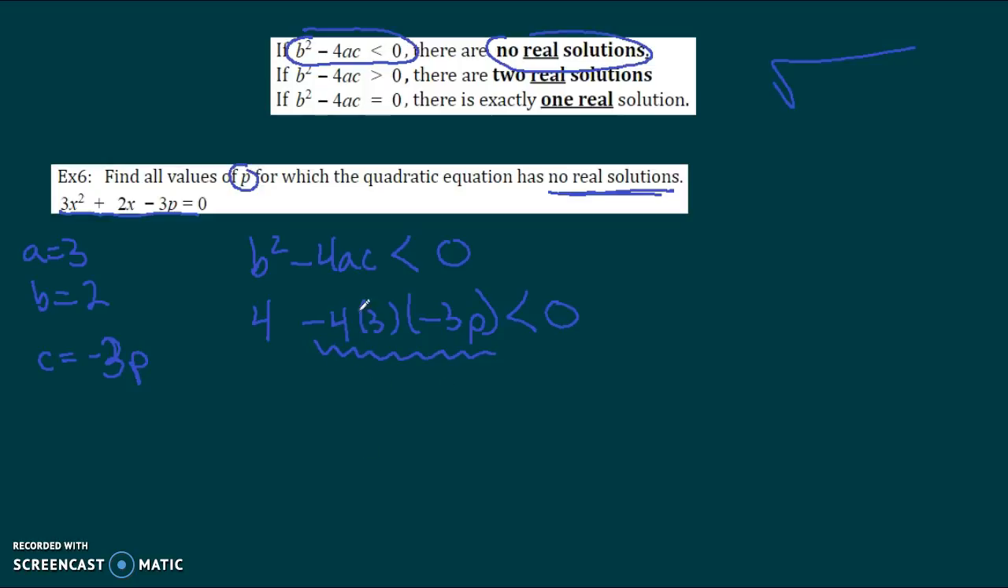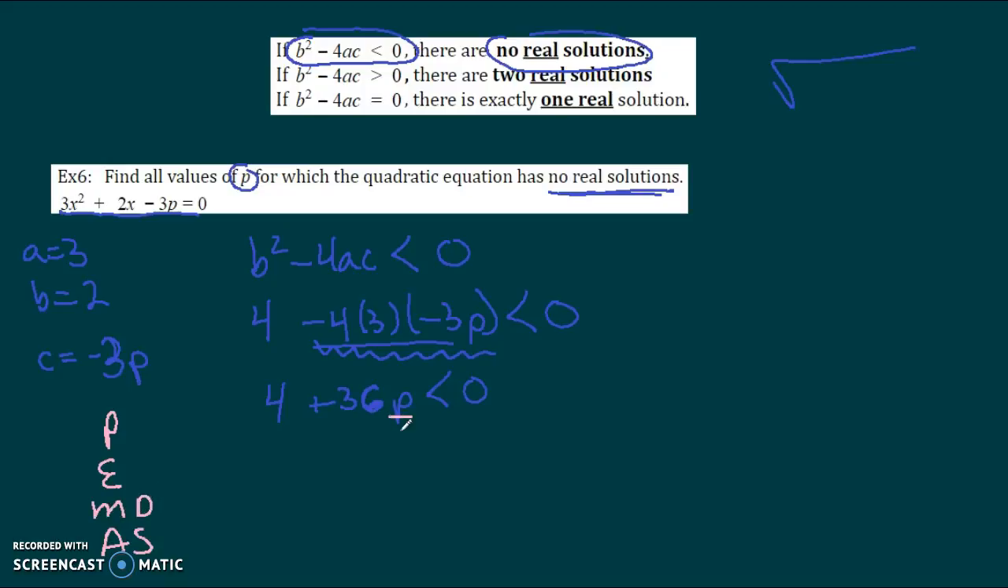Negative 4 times 3 would make negative 12. Negative 12 and negative 3 would make a positive 36. And then the p is just hanging out with that number. So the 4 comes down like this, and these guys made a positive 36p. And again, we want this to be less than 0. It's an inequality, but I'm still going to use the old-timey PEMDAS in reverse to solve it.